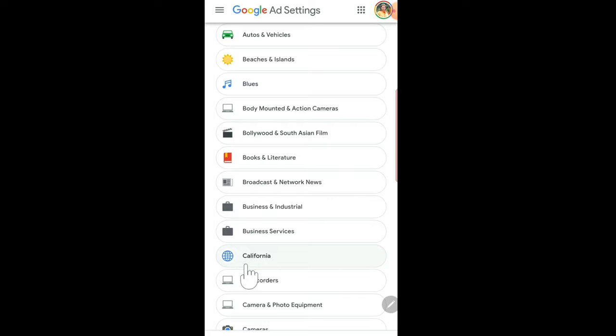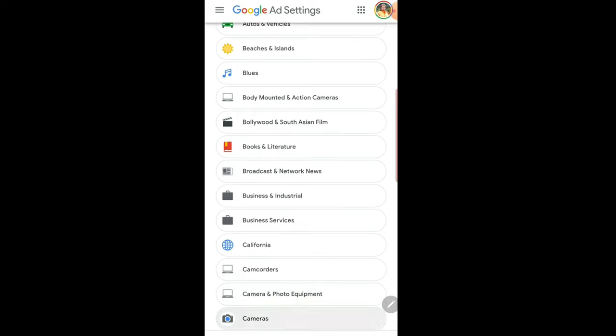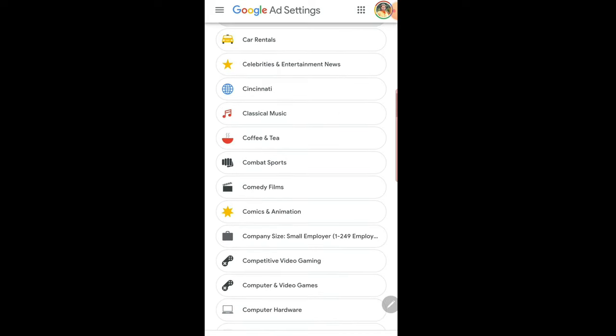California? I don't know why Google thinks I'm more interested in California than other states, so I don't know why that's on the list. Camcorders? Yeah, anything to do with cameras, photo equipment. That's kind of a no-brainer as well. So Google got that right.